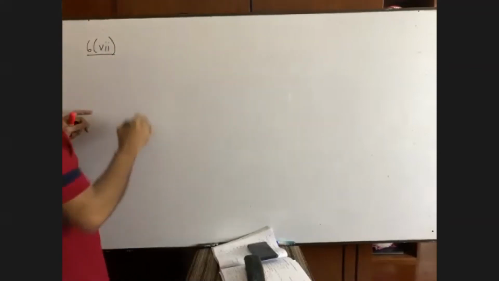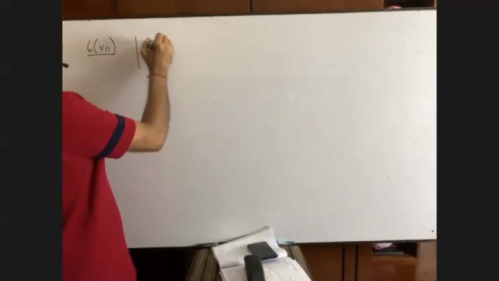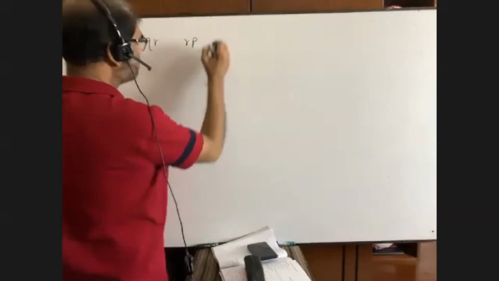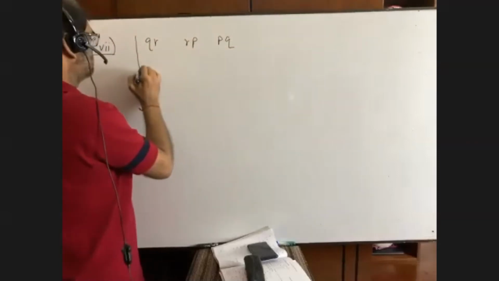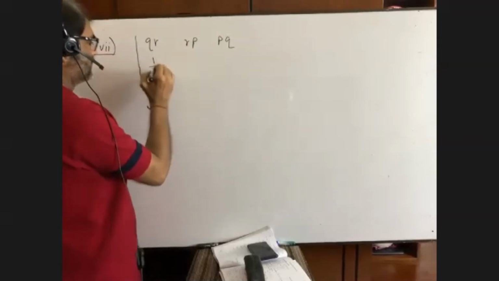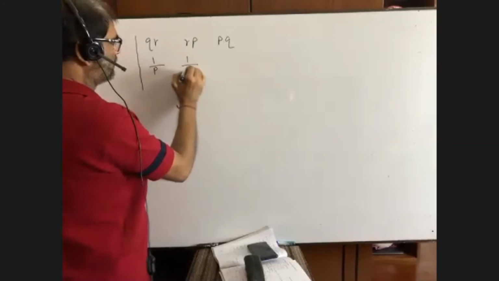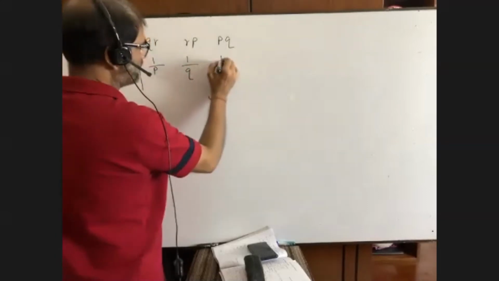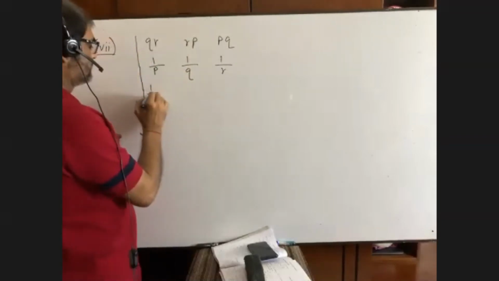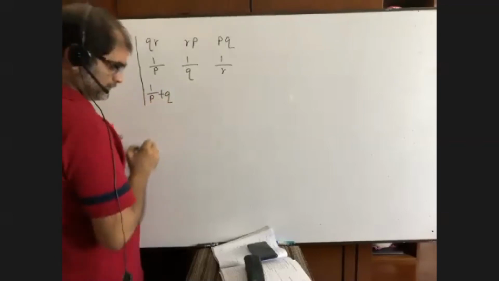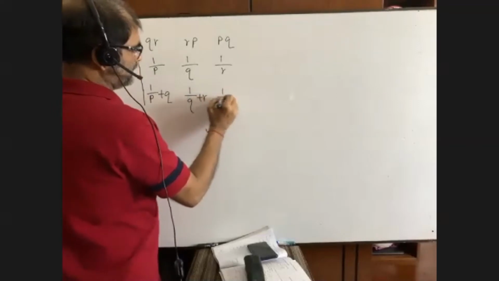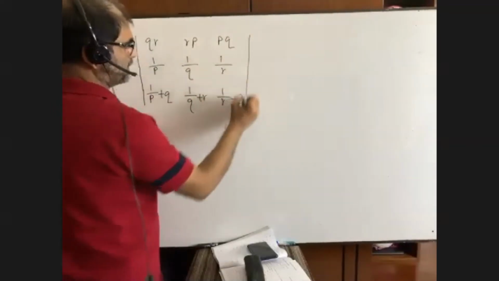Write down what is given here. QR, RP, PQ. Then 1 by P, then 1 by Q, then 1 by R. Then it is 1 by P plus 1 by P plus Q. Then it is 1 by Q plus R. Then it is 1 by R plus P. This is the math.